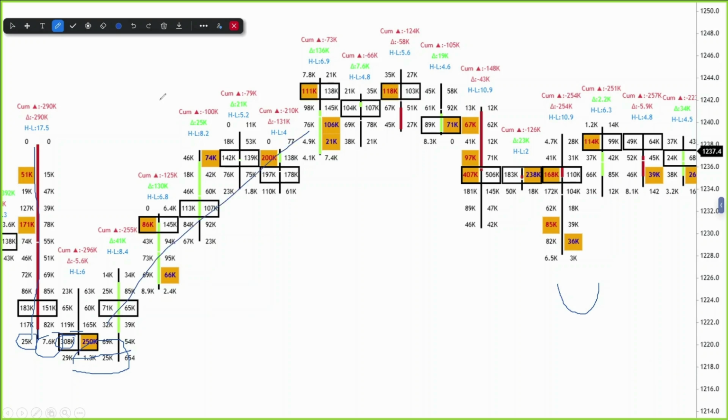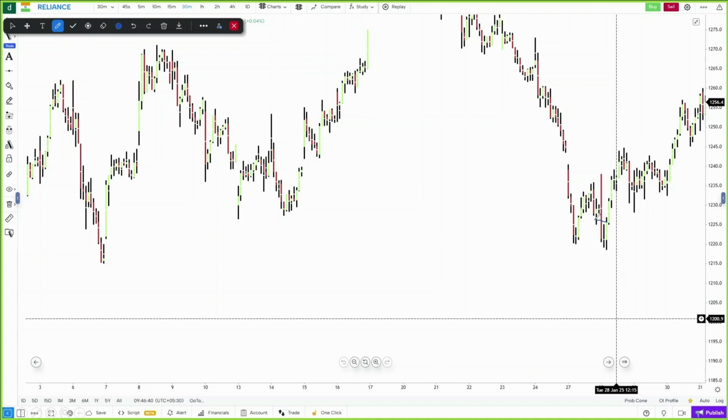All these things indicated there is a good possibility of reversal. That's what happened here. And let's look at where this is happening. This is the area where it has happened. So multiple times, not once. This is the third time there is a reversal around this point.